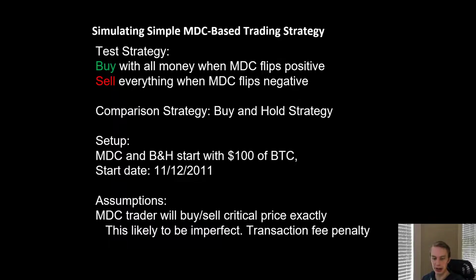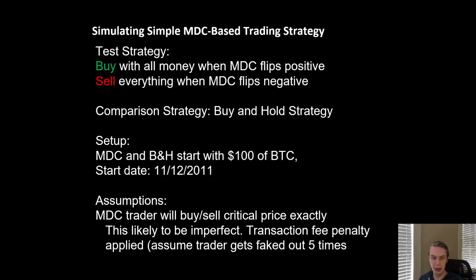So what I'm going to do is assume that every single time the trader is trying to buy or sell based on an MDC signal, they're going to get faked out 5 times before they can finally get in whatever direction they need to. So it's basically assuming that price is bouncing around and that people are buying and selling out every single time it's bouncing around. It's probably unlikely that it would be that often, but I want to be relatively conservative here, right?